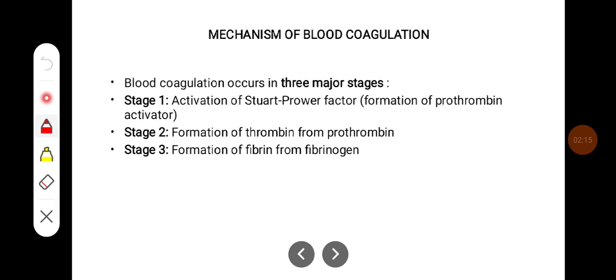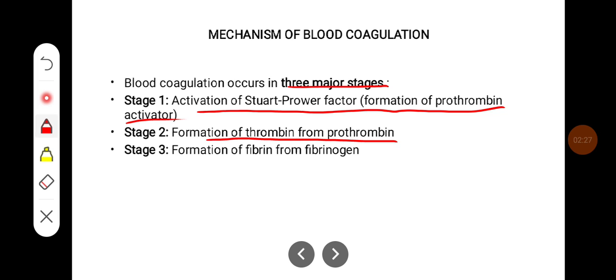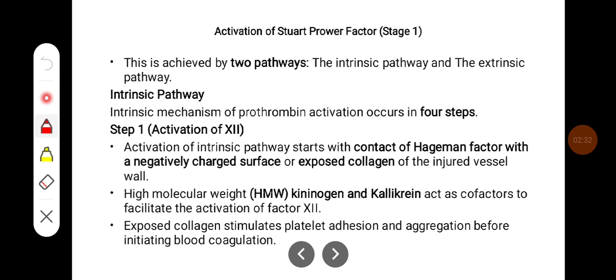Mechanism of blood coagulation involves three major stages. Stage one is activation of Stewart Prower factor, that is the formation of prothrombin activator. Stage 2 is formation of thrombin from prothrombin, and stage 3 is formation of fibrin from fibrinogen. Activation of Stewart Prower factor, that is stage 1, is achieved by two pathways, that is intrinsic pathway and extrinsic pathway.